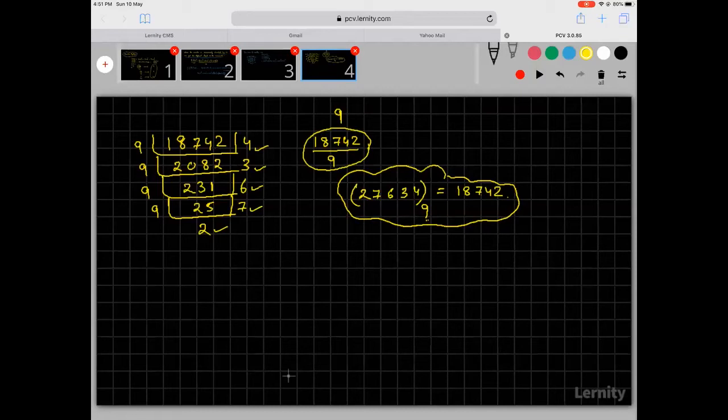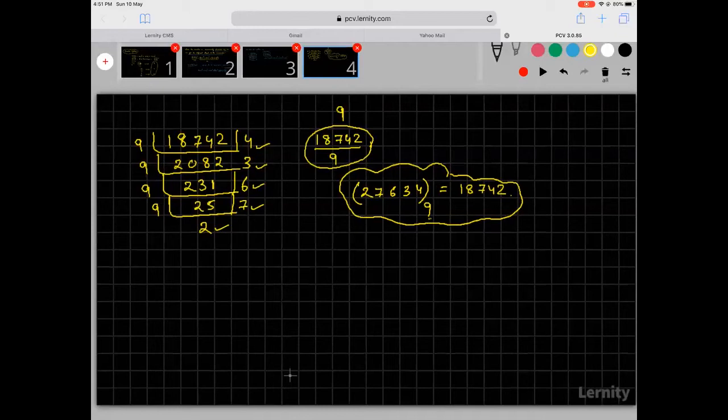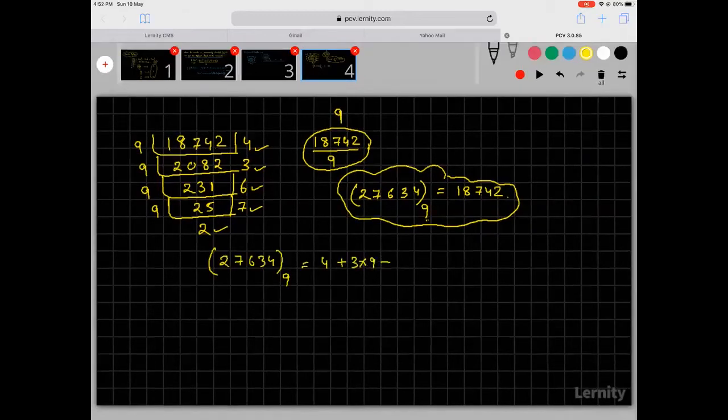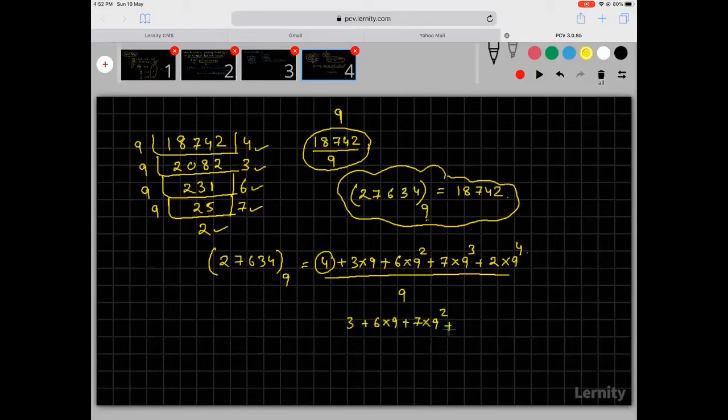Okay, so if I have 27634 to the base 9, what does it mean? It means 4 plus 3 into 9 plus 6 into 9 squared plus 7 into 9 cubed plus 2 into 9 power 4. So if I divide this number by 9, this is my first remainder I got. Then the quotient will be 3 plus 6 into 9 plus 7 into 9 squared plus 2 into 9 cubed.